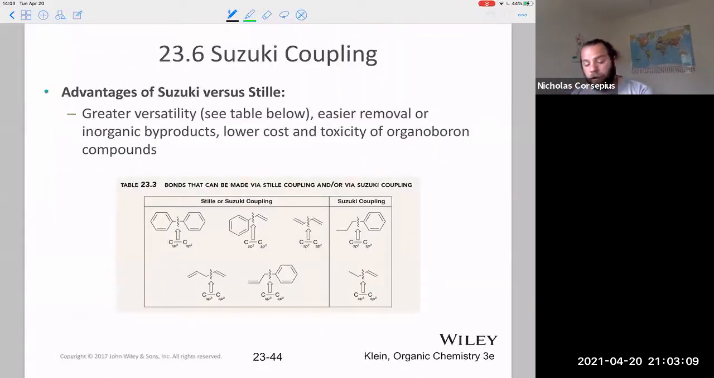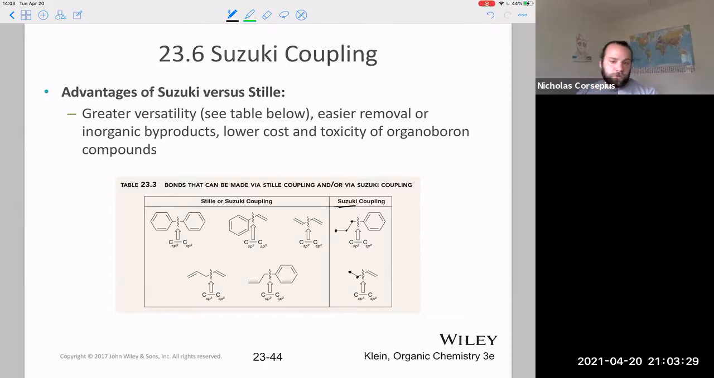Okay, so in terms of comparing the two, there's a ton of overlap. Most things that you can do with Stille coupling, you could do with Suzuki coupling and vice versa. The biggest thing that we've seen up until this point is Suzuki coupling can also use just straight chain alkyl groups.